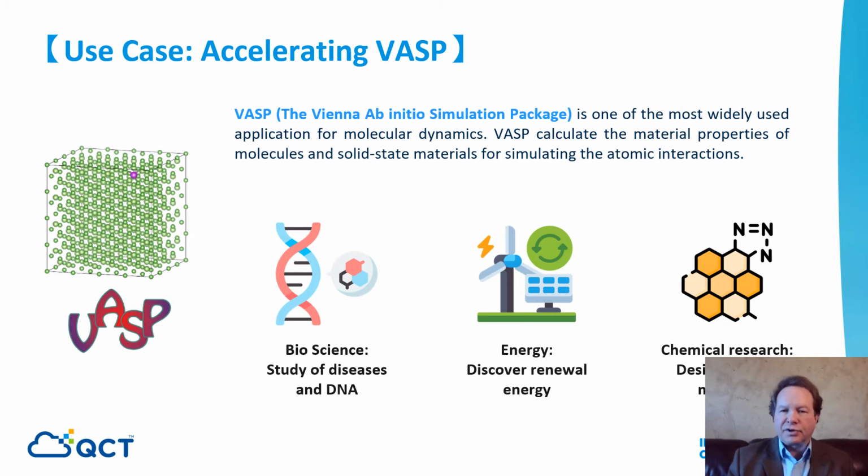Some of the examples are bioscience, in which VASP can be used in the study of the genetic causes of diseases. It can also be applied in the energy domain to discover new energy types. And it can be used in material science to help study, for example, the conductivity of a new material.